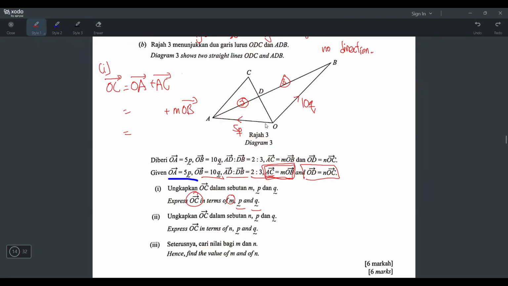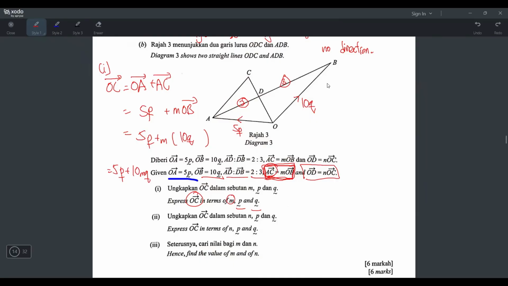Then what about the OA? The OA just refers to the diagram, 5P. So it becomes 5P plus MOB. But OB, I have it here: 3Q. So you have it like that and it's done. This one just multiply, so plus 3MQ. That's the answer. So remember, if the question wants the answer in terms of M, then you have to make sure the answer has M, so I have to use this route no matter what. I'm trying to find OC, but the route I must pass through is AC. That is why I have to go OA, AC like that.